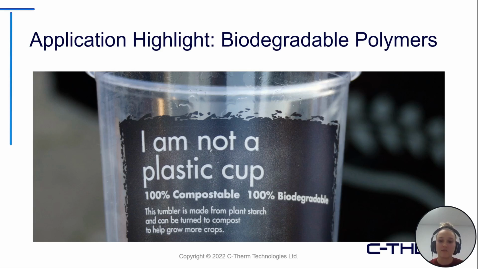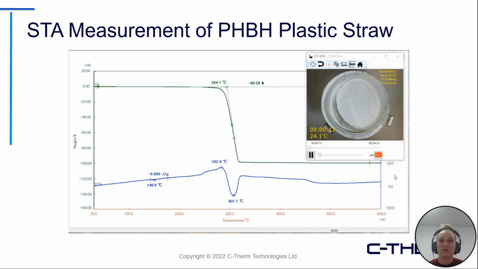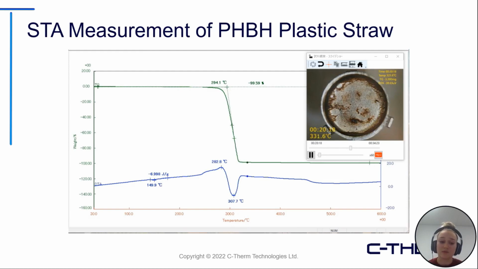So let's take a look here at this PHBH straw. As you can see, there is a little tiny heat event annotated, the first one at about 150 degrees C. If it was not annotated, it would be very difficult to determine that that's a heat event. So just keep your eye on that first heat event there, which, back in my days of working with DSC, I might have just considered noise. But with the sample observation camera, as you could see there, it was actually the melting point. So that would have been very difficult to determine without sample observation.